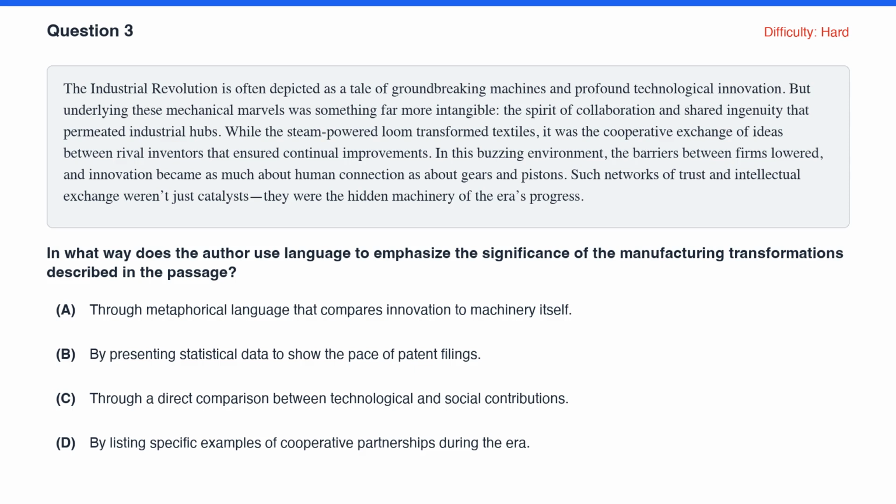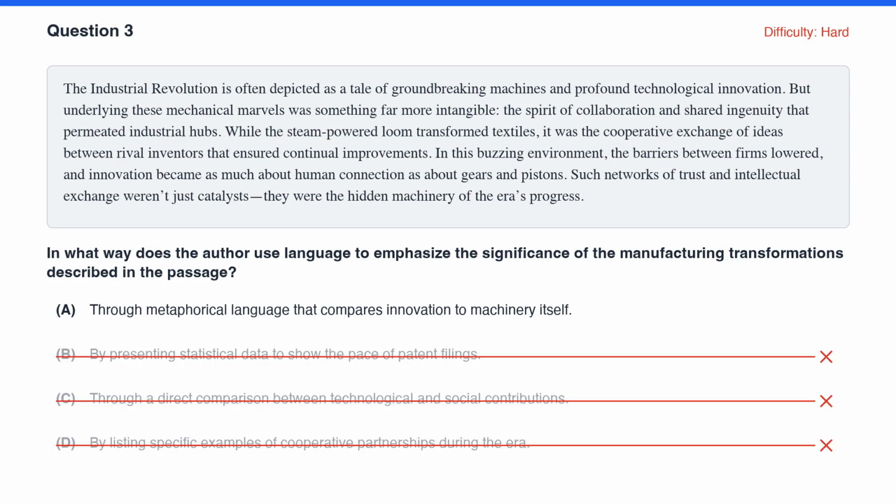The choices offer 4 possibilities: metaphor, statistics, direct comparison, and listed examples. Our task is to match one to what the text genuinely does. Choice B fails because the passage cites no statistical data and never mentions patent filings. Choice C is wrong because, although both technological and social factors appear, the author does not stage a direct, point-by-point comparison between them. Choice D misses the mark because no specific cooperative partnerships are listed. The passage speaks only of a general collaborative spirit.